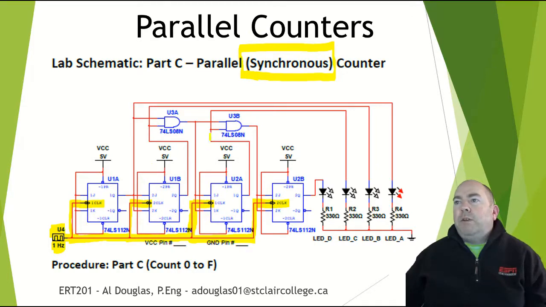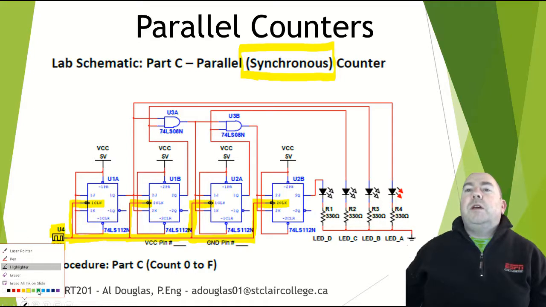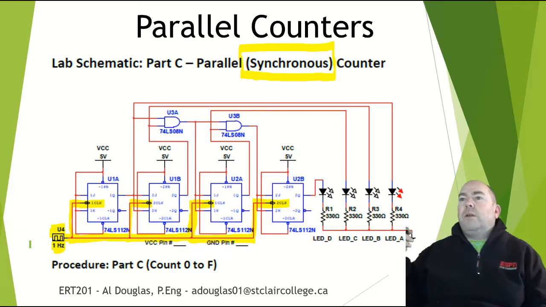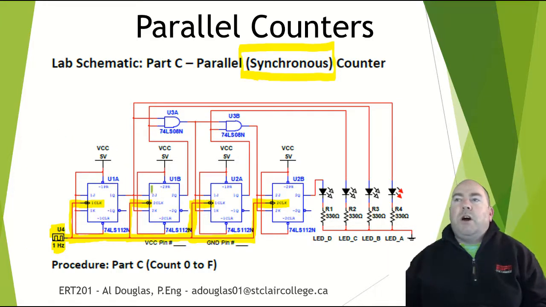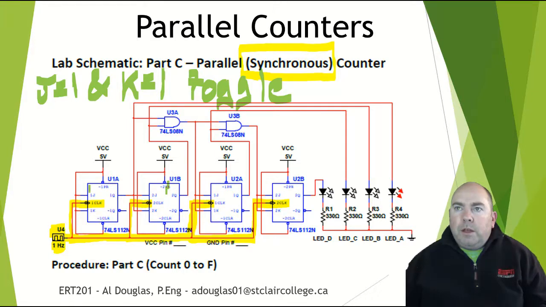Now, how do we actually make it count if we're clocking these all at the same time? The way we do that is by manipulating whether or not each of these is in toggle or hold mode each time. If you remember, J equals 1 and K equals 1 gives us toggle mode. On the very first one, J and K are both tied to 5 volts, so this first one is always in toggle. Clear is always set to 5 volts as well.